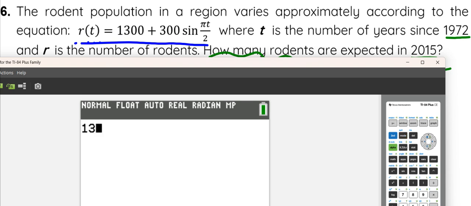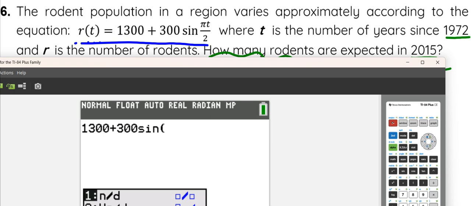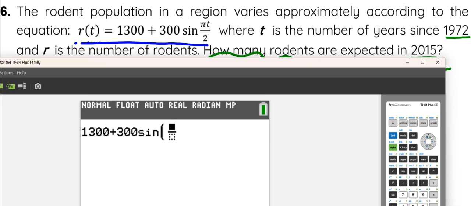So I'm going to go 1300 and then add that to 300 multiplied by sine of that. Now let's use our fraction template. And I'm going to do pi times 43. So pi times 43, and that will all be over 2. And the big question here is going to be, how do we round this?